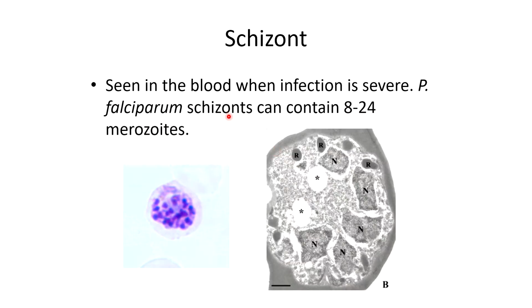So moving on to the schizont form. The schizont is seen in the blood when infection is severe. This is particularly a P. falciparum schizont, which can contain 8 to 24 merozoites. Here you can see the rhoptries of the developing merozoites, the nuclei of the merozoites, and these asterisks just represent lipid bodies within the merozoite. So overall, something that's important to differentiate the different Plasmodium species is the schizont and how many merozoites are inside.